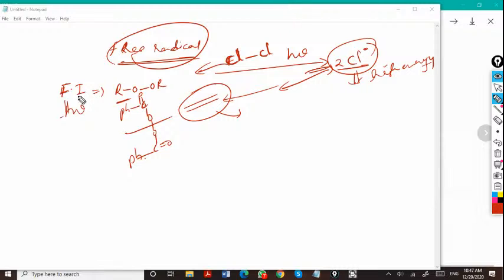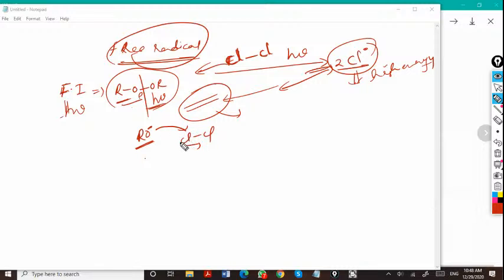Those two radicals are going to attack the chlorine. If peroxide is there, it is going to break up in the presence of photolight or thermal conditions and give two RO radicals. These radicals initiate the reaction, starting it when they attack the chlorine. So ROCl is going to form and a Cl radical is going to form.